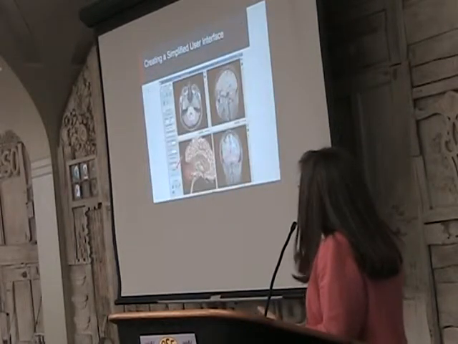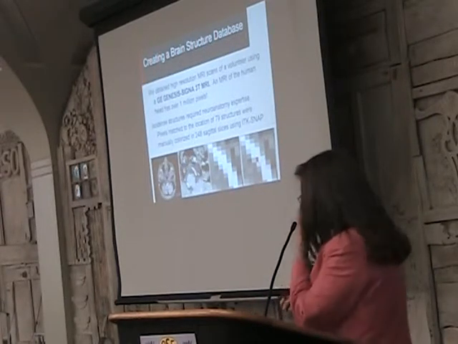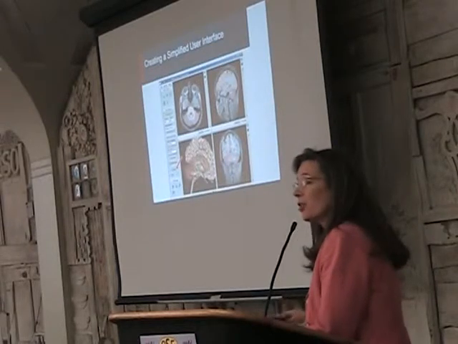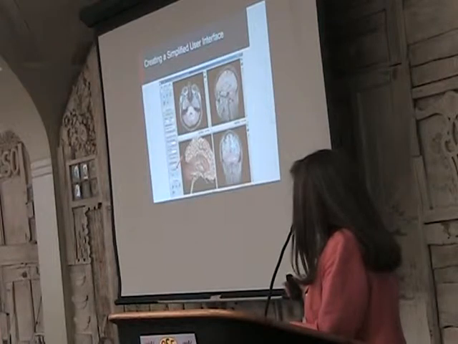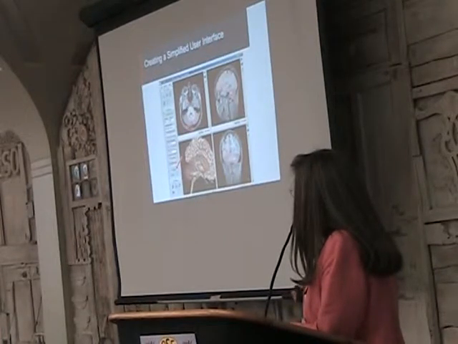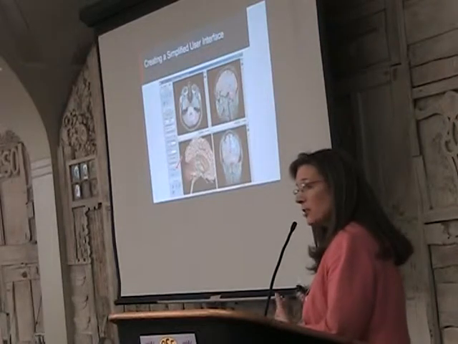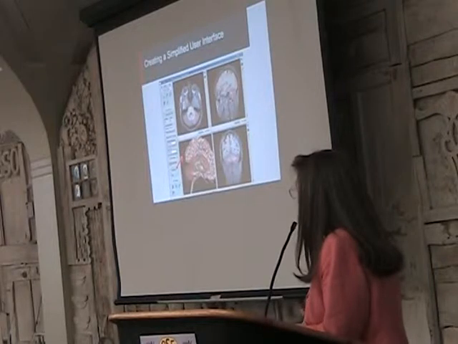So we hand-colorized them and created what was a database of 79 structures. You can go to the next one. And this is what the software user interface looked like in the original ITK Snap with our segmented brain structures in color. These are 3 standard views of MRIs that you would see in a clinical setting. And that's all these 3, and this is the 3D window.